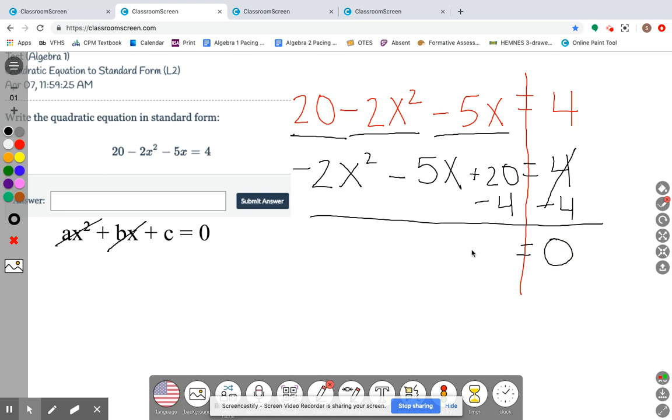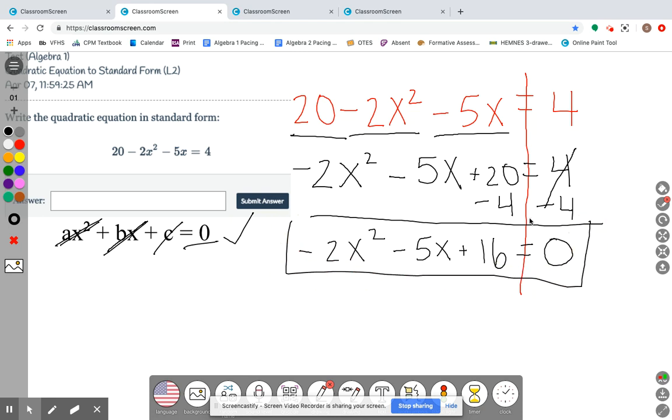I have 20 minus 4. Positive 20 and negative 4 combine to give me a positive 16. And then I'm going to bring down everything that I haven't touched yet. So I need to bring down my first piece, my negative 2x squared, and then my negative 5x, and making sure that I have plus 16 equals 0 on the end. So we have our x squared piece first, then our x piece, then our constant, and it is set equal to 0. So we did our good check. We have our final answer.